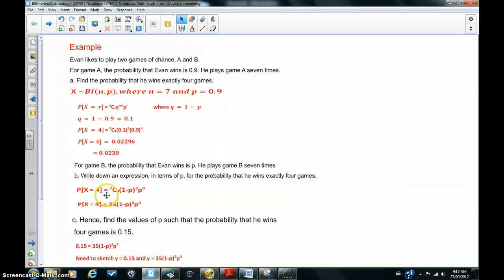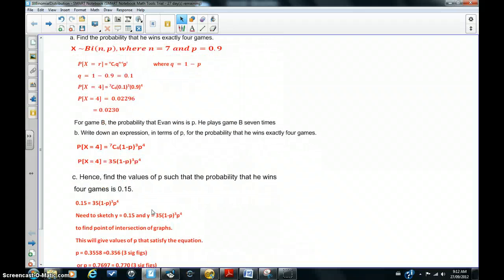probability of x equals 4 equals 7c4 again, but we don't know what P is, so I'm going to replace Q by 1 minus P to the power of 3 and P to the power of 4. So it's identical to this result here, except we are not given P. Now I can simplify the 7c4. If you remember, that's 35, so I've tidied it up a bit. That's about as simple as it can get. Okay, so we leave the result like that, and we go on to part C.